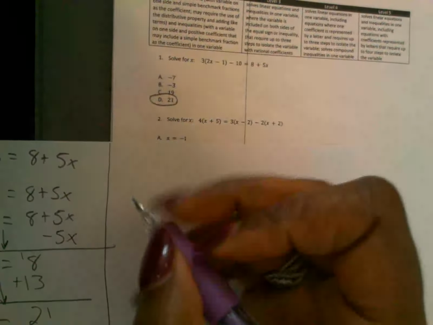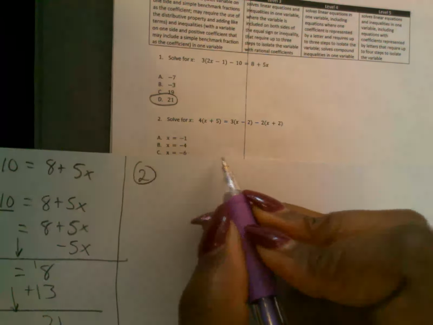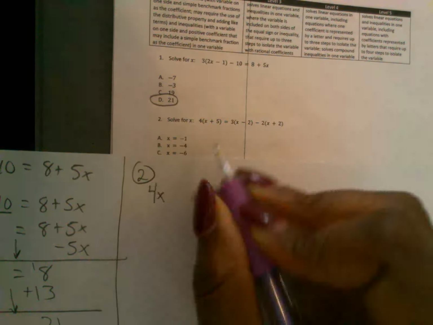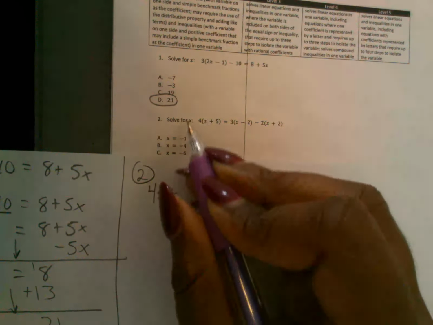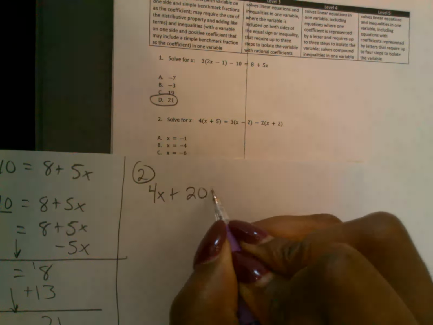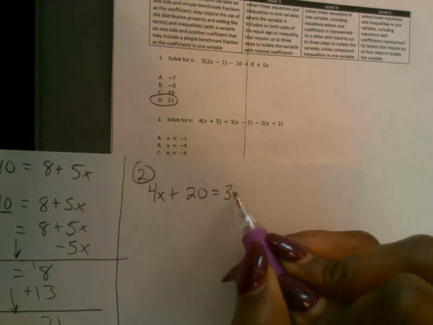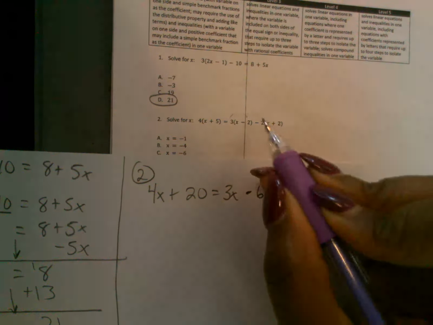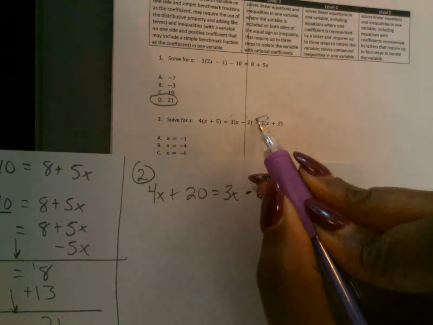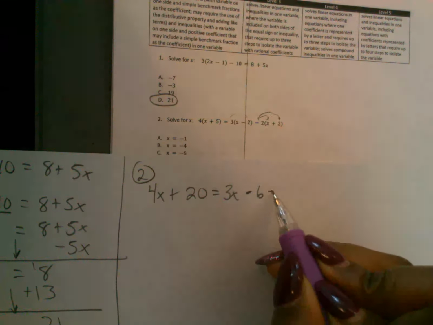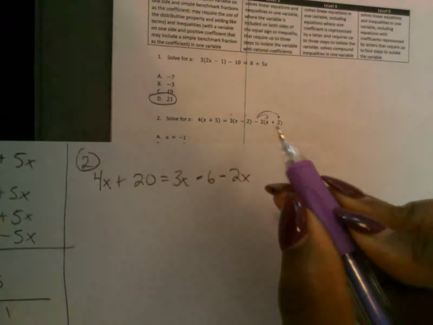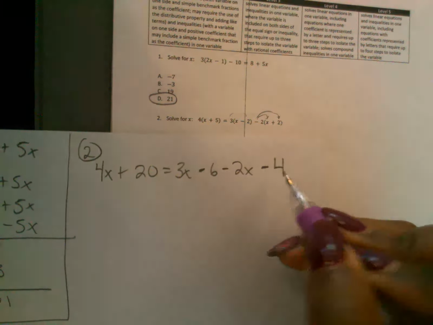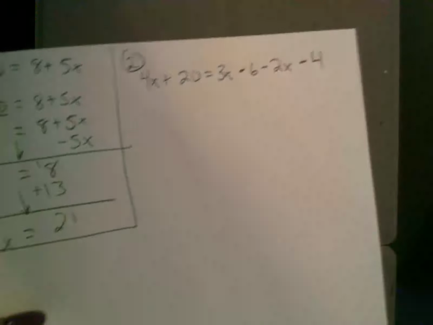Number 2, I'm going to do the same thing again, distributive property. We got 4x when you distribute plus we got 20 is equal to 3x. I'm distributing the 3 this time minus the 6. I'm going to distribute the negative 2 here. So this is negative 2x. And I'm distributing negative 2 here, which is going to be a negative 4. Okay? So I did distributive property first.